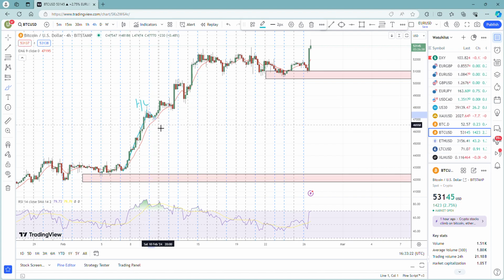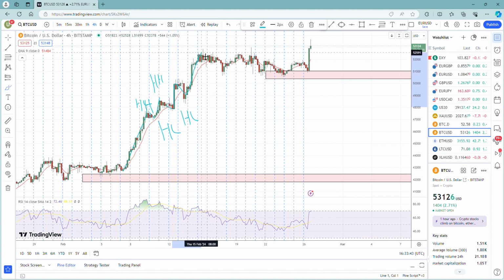Price retraces. Sorry, that's a higher high. Price retraces, forming a high low. Price then moves up, forming another higher high. Price retraces, forming another higher low. Price retraces, going up, another higher high, higher low, higher high, higher low. This is not a higher high, it's just a high because it hasn't breached the previous higher high. So it's just a high, high low, high again because it hasn't breached this. High low, high, high low.